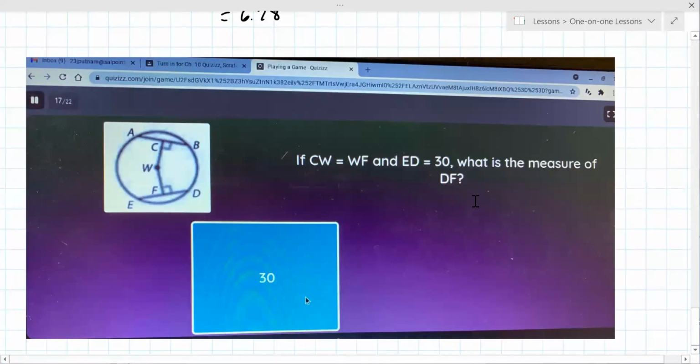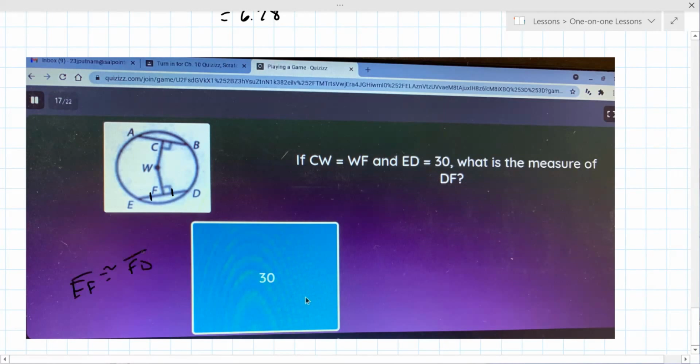So CW and WF are equal and ED equals 30. Where's ED? Okay, ED equals 30. What is the measure of DF? Okay. This is a property. So if this bisects that, then EF ends up being congruent to FD.